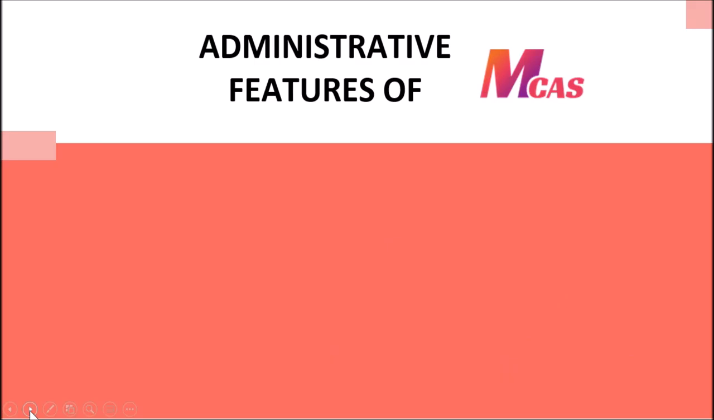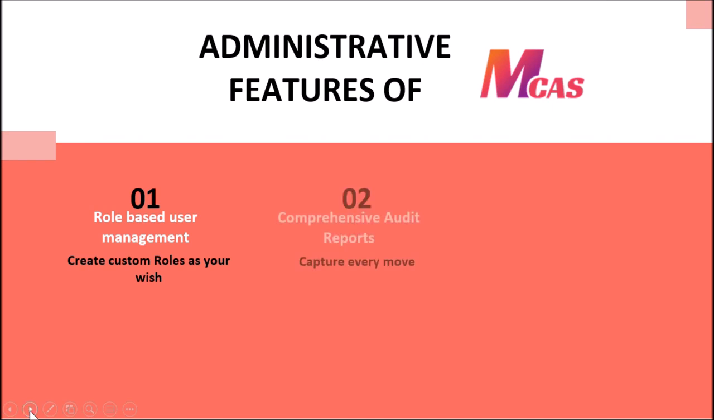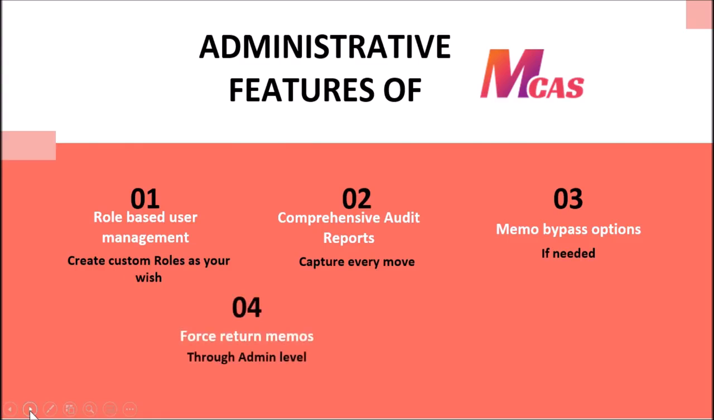MCAS features a variety of administrative features in order to manage it. Role-based user management is available to manage users. Comprehensive audit reports are available to capture every move. Options to bypass memo recommenders through admin. Force return memos through admin. Mark memos as unread through admin. All these administrative features will help MCAS to speed up the approval process of memos and provide a great service for its users.